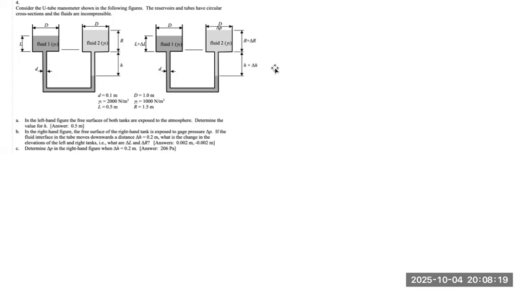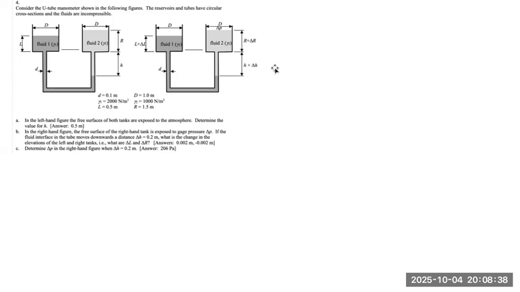Consider the U-tube manometer shown in the following figures. The reservoirs and tubes have circular cross sections and the fluids are incompressible. Part A, in the left-hand figure, the free surfaces of both tanks are exposed to the atmosphere. Determine the value for H.